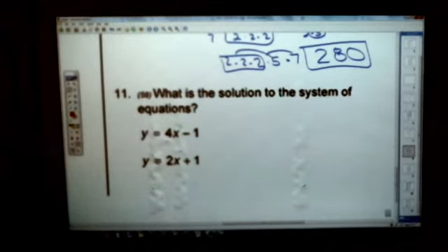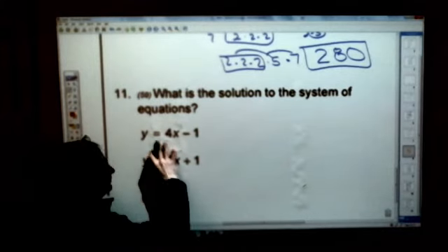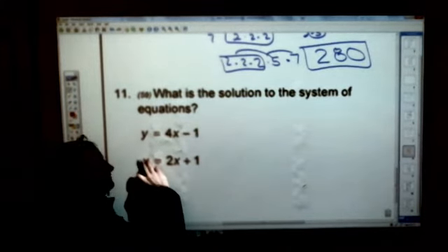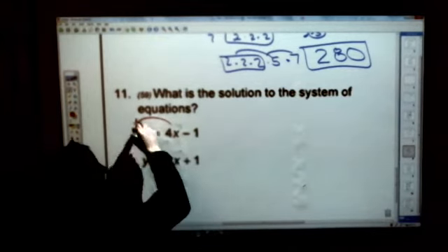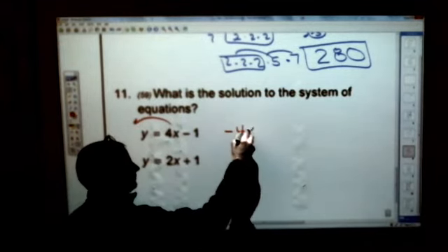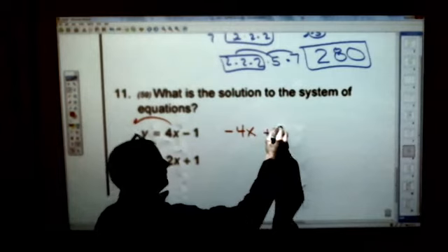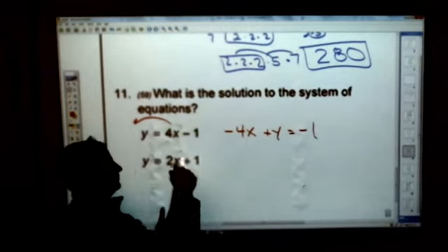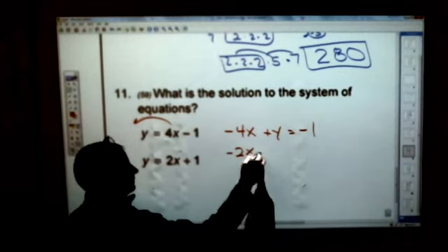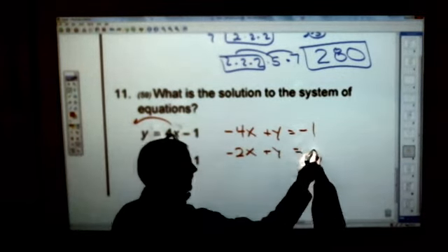Should we do an elimination just for fun? Wait, for Zach, we're going to do this elimination. Now remember with elimination, you want your X's and your Y's on the same side. So, Zachary, I'm going to move this 4X to this side and get minus 4X. Can I do that? Plus the Y that was there equals the -1. Same thing here, I'm going to move the 2X over there and get minus 2X plus Y equals positive 1.